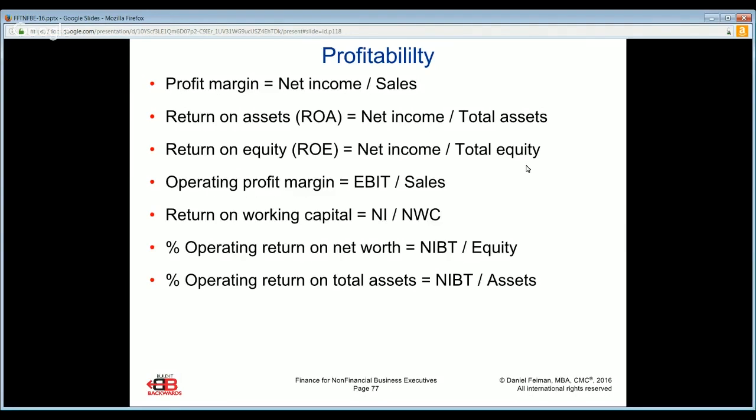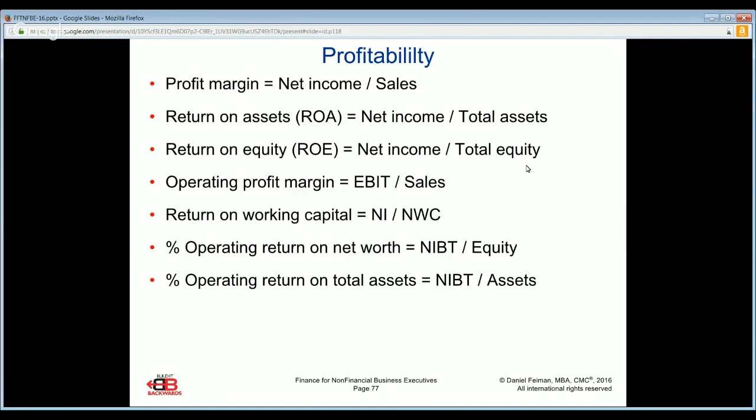And then, of course, another comparison back to working capital is NI, which stands for net income, in relationship to our net working capital. Is our use of working capital generating the net income that we anticipate? It's another indication of how well we're managing our short-term assets to help drive our long-term success.